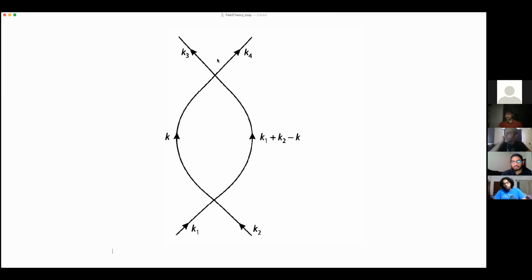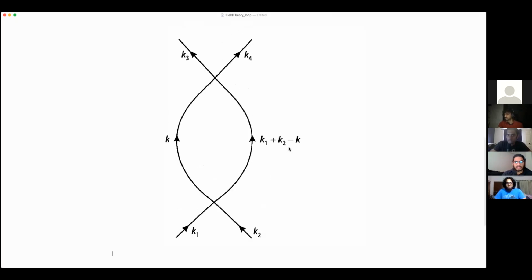Now, if I amputate all the external legs, what would I have left? Just the bubble. Well, but what is the unintegrated momentum? K is the integrated momentum. It's K1 plus K2, which we can call P if we like. Or alternatively, K3 plus K4, which is like minus P. Well, if you cut it out, then K1 and K2 would be 0.